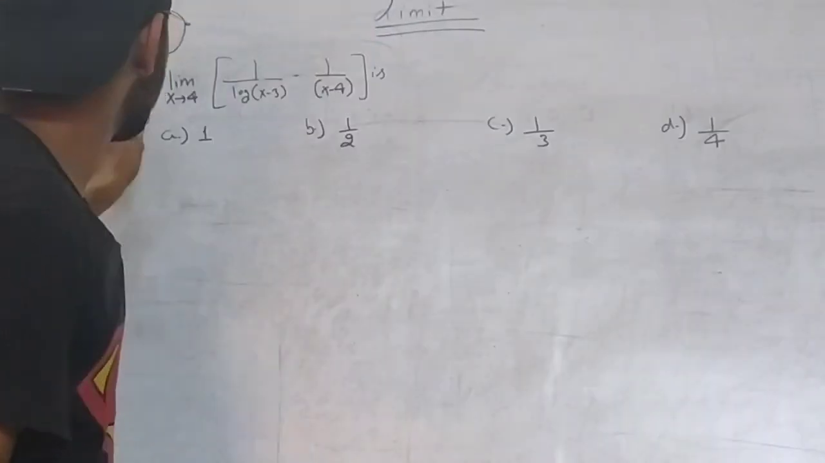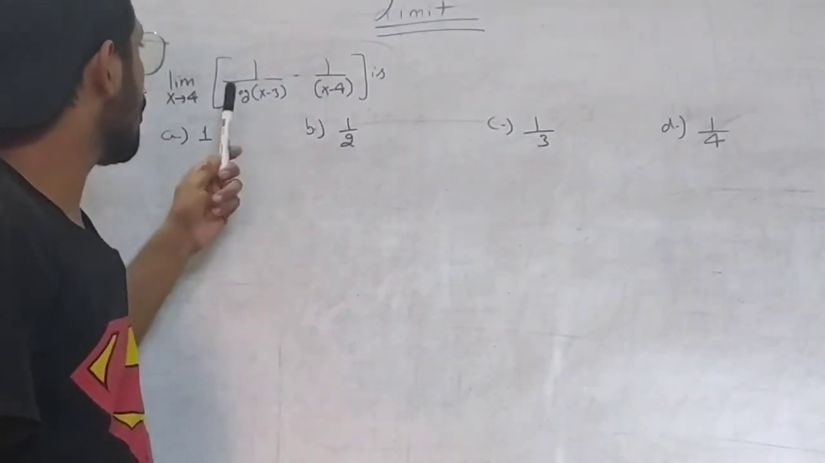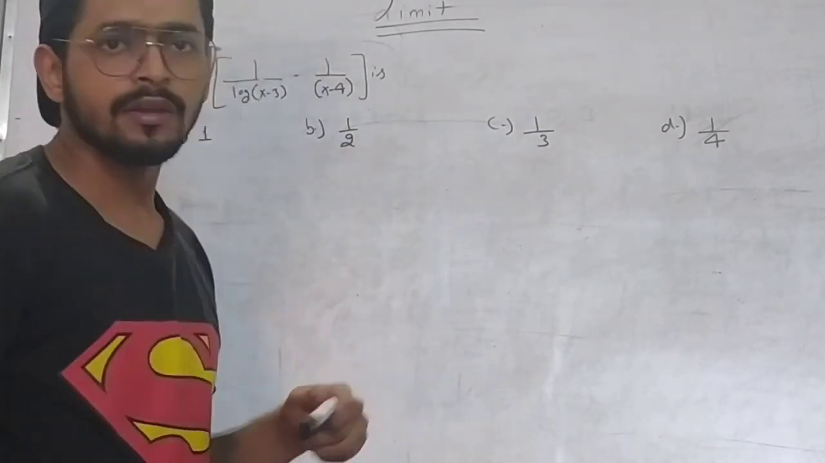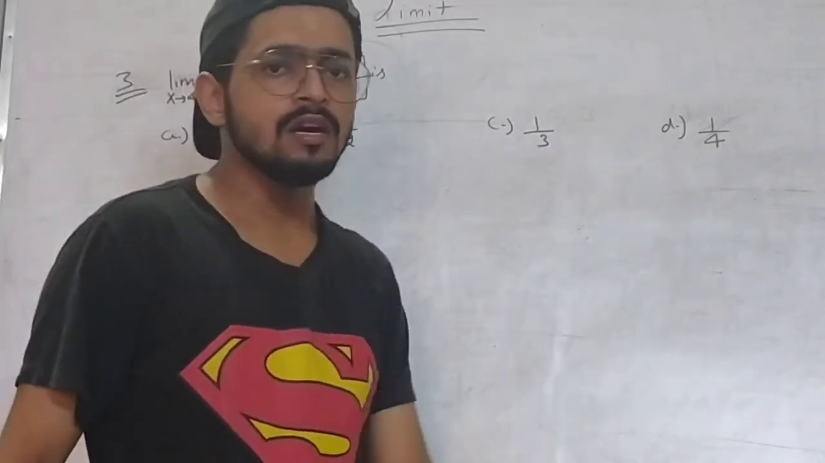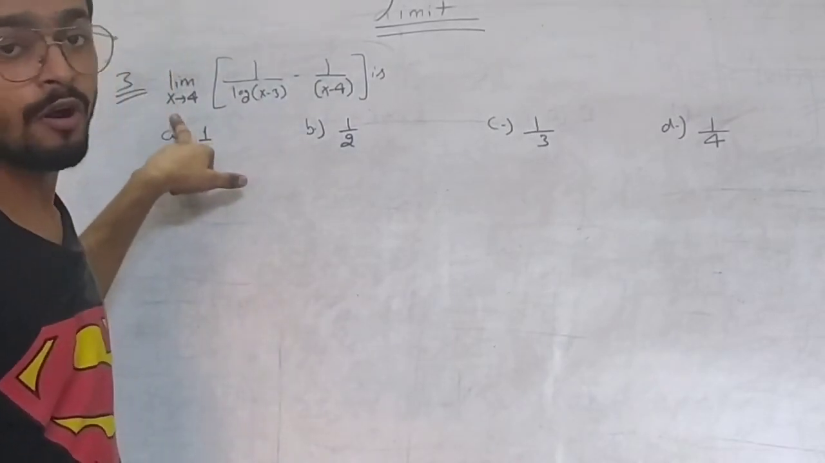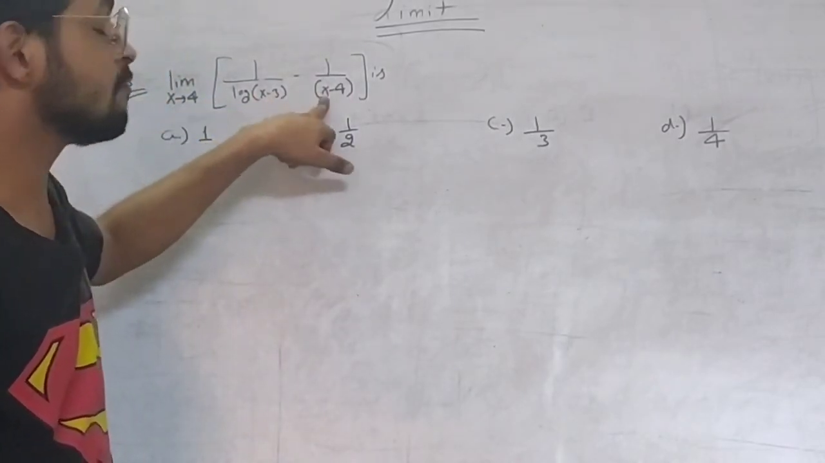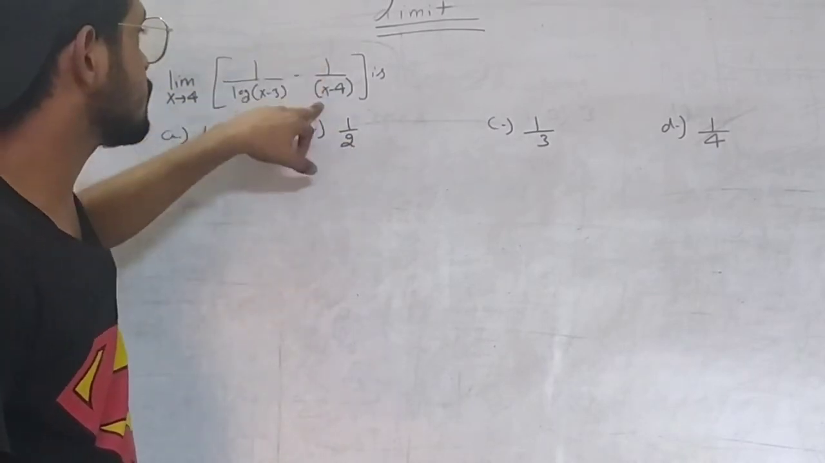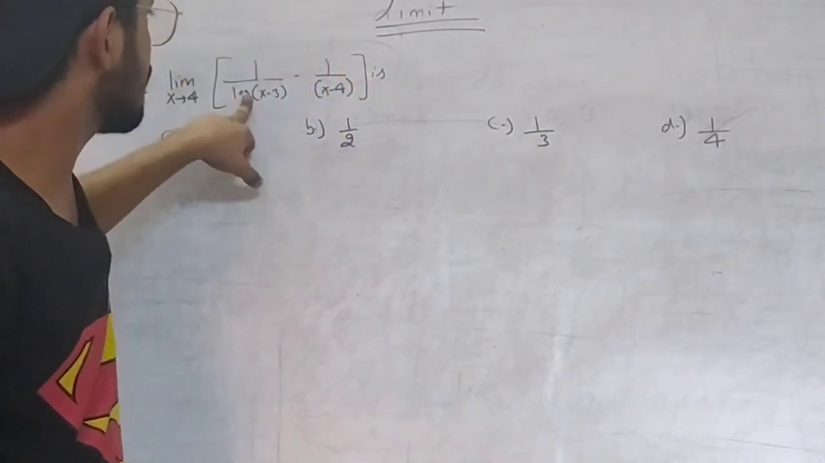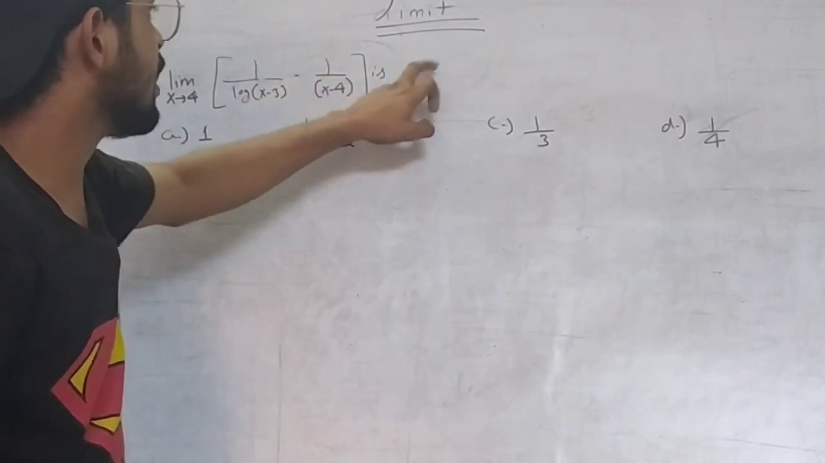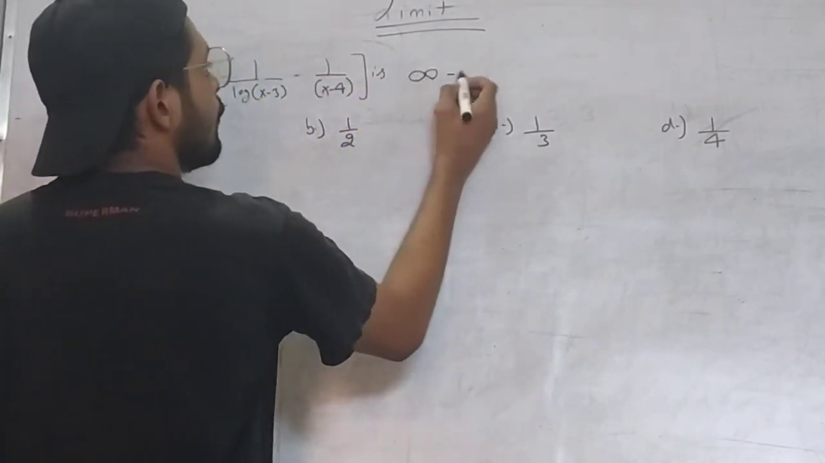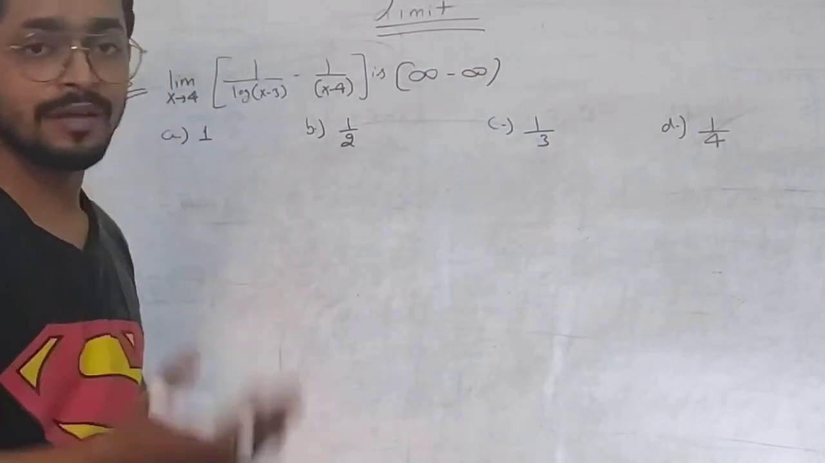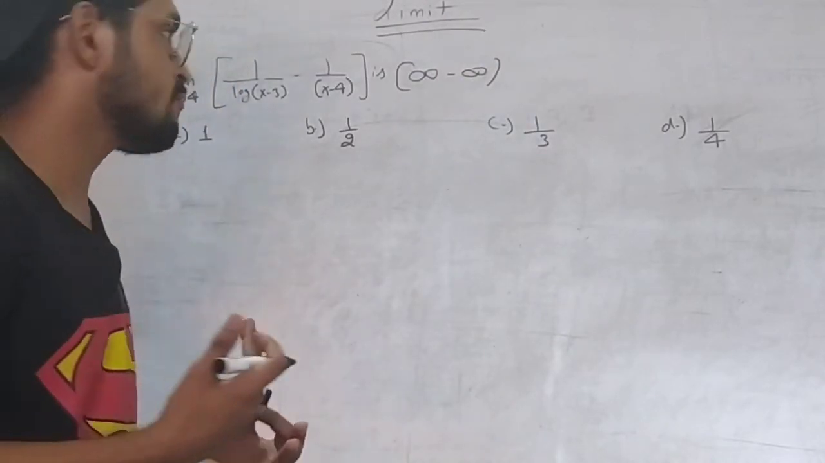Third question is: limit x tends to 4 of 1 upon log x minus 3, minus 1 by x minus 4. We have these 4 options here. If we apply the limit 4 directly in this function, it gives you 1 by log 1, which is 0, so it will be 1 by 0 minus 1 by 0. It gives you an infinity minus infinity form. To apply L'Hopital rule, we need a 0 by 0 form or infinity by infinity form.